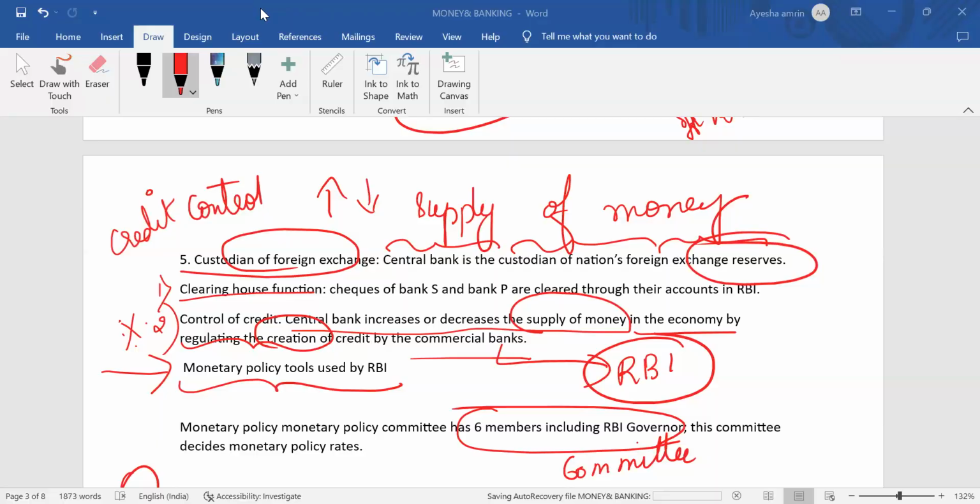Any doubts? Any doubts? No, ma'am. Okay, then we shall stop here. I'll send these notes also.